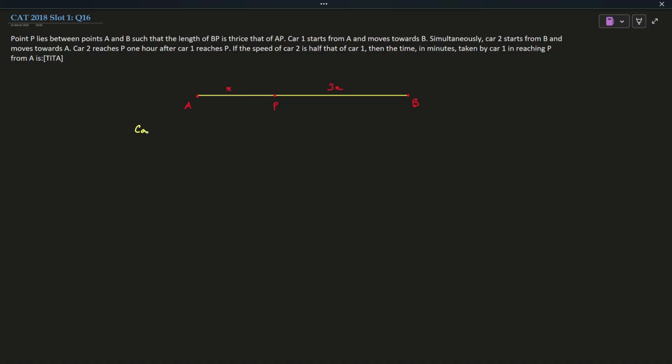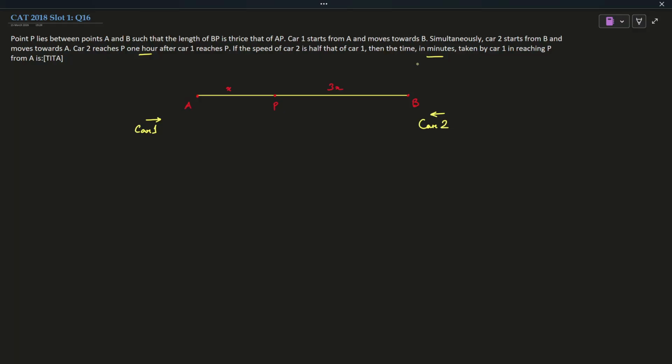So car 1 is going from A towards B. Simultaneously, car 2 starts from B and moves towards A. Car 2 reaches P 1 hour after car 1 reaches A. If the speed of car 2 is half that of car 1, then the time in minutes, here we are given in hour, 1 hour, right? If the speed is half, then the time taken, we have to find in minutes.